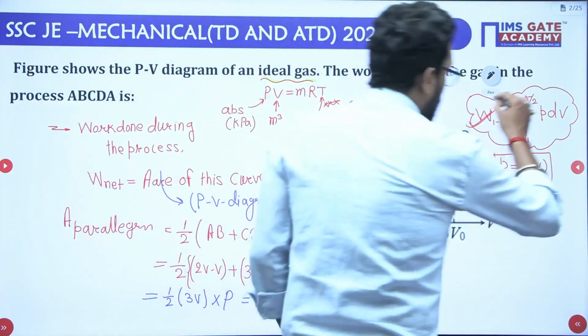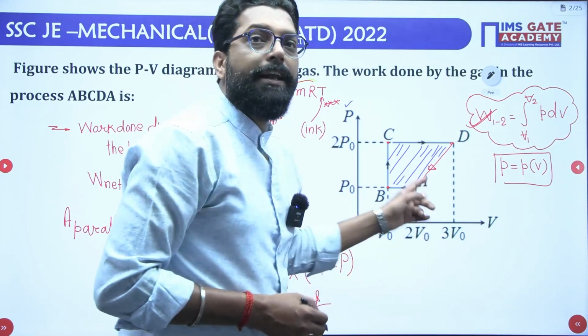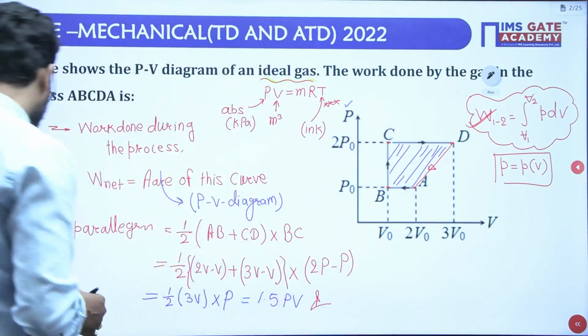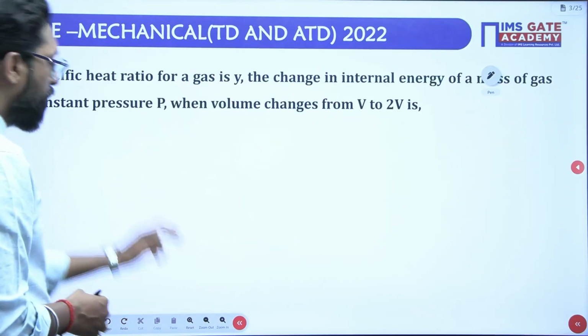Okay, and if you find the net work done, that is the area of the curve, the area of the curve on the PV diagram. So this question is finished. Now, the second question is also from 2022.